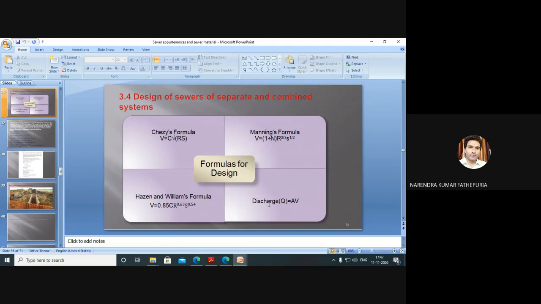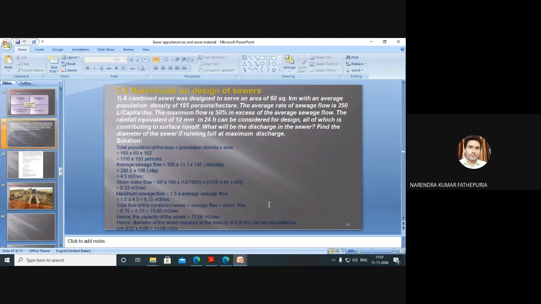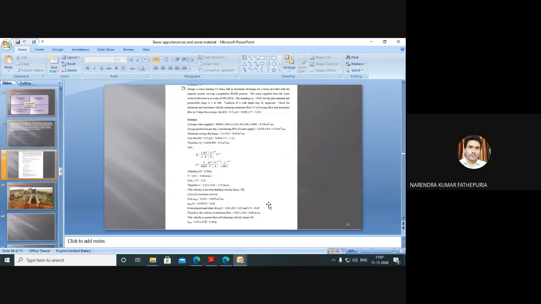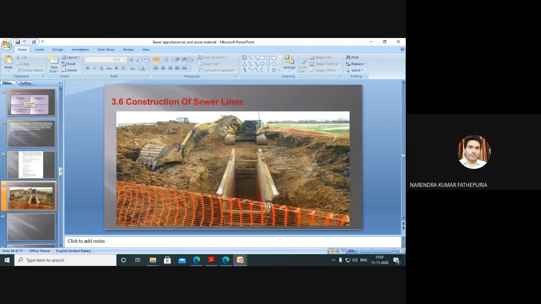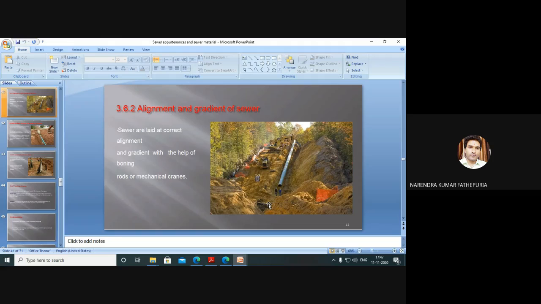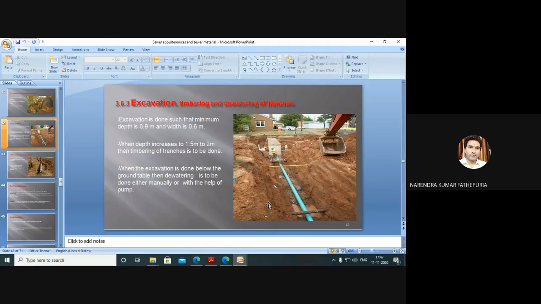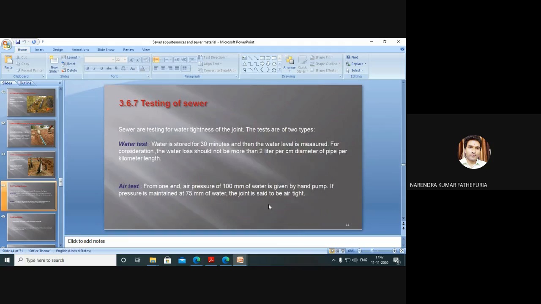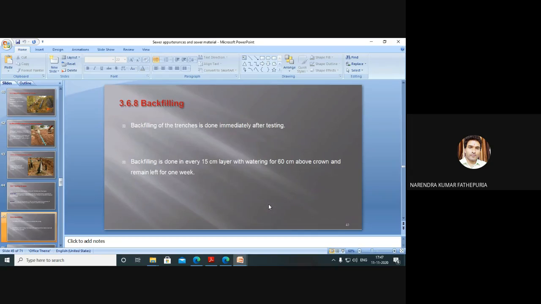We have done a couple of numericals in the regular classes. Just go through that. I will share the problems PPT with you. So the numericals are given here. Construction of sewer lines has to be done on various parameters. An offset line parallel to the center line is marked on the ground with the help of pegs at 7.5 m interval. And then alignment and gradient of the sewer you have to choose. Then excavation, timbering, and dewatering of trenches. Then testing of sewer is required. As I told you, we have a water test and air test.